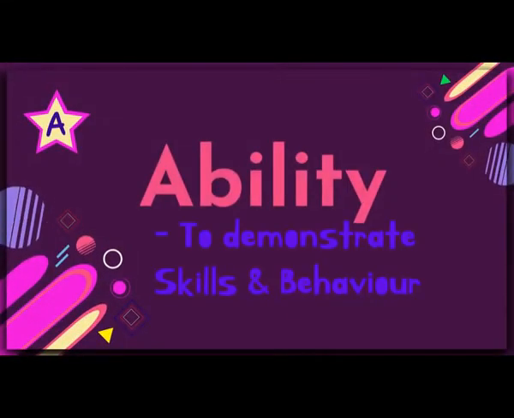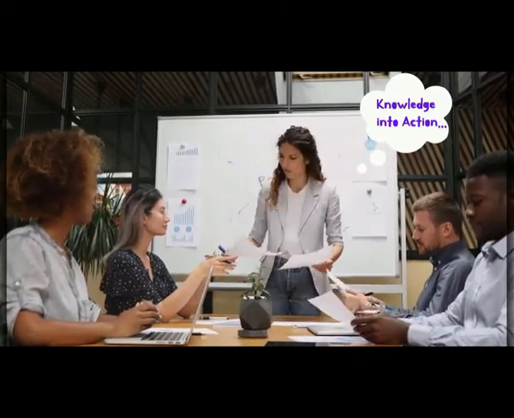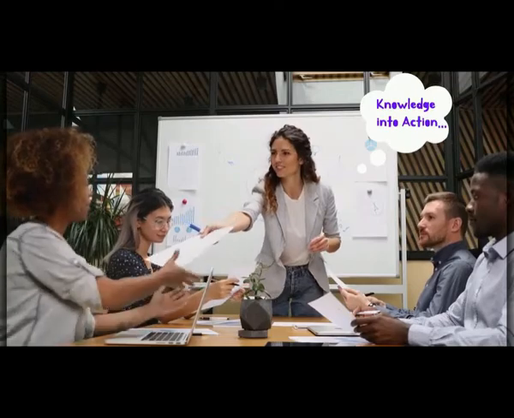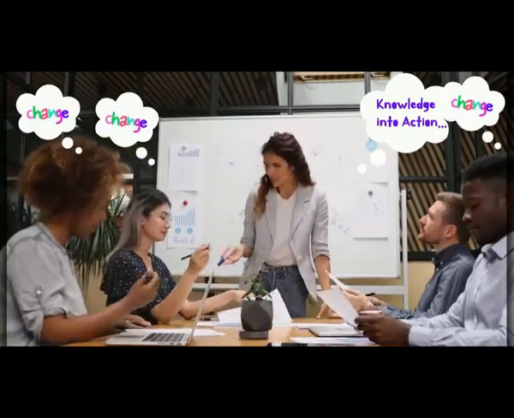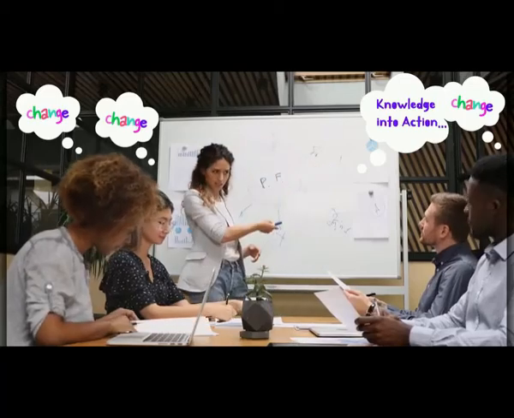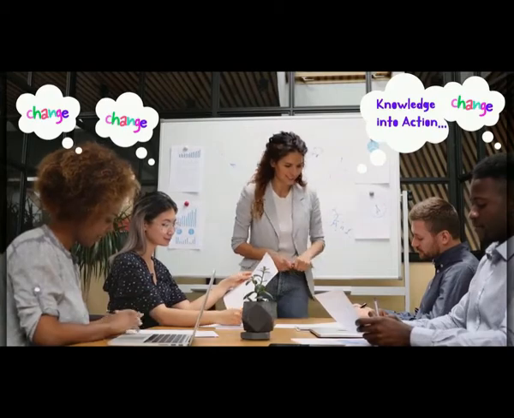A. Ability to demonstrate skills and behavior. Ability is the fourth milestone and is all about turning knowledge into action. It means tangibly applying and demonstrating intellectual understanding in a real-world environment. With demonstrated ability, change comes to realization. Change leaders can impact the success of a change effort by intentionally providing time, resources, and coaching to impacted employees.